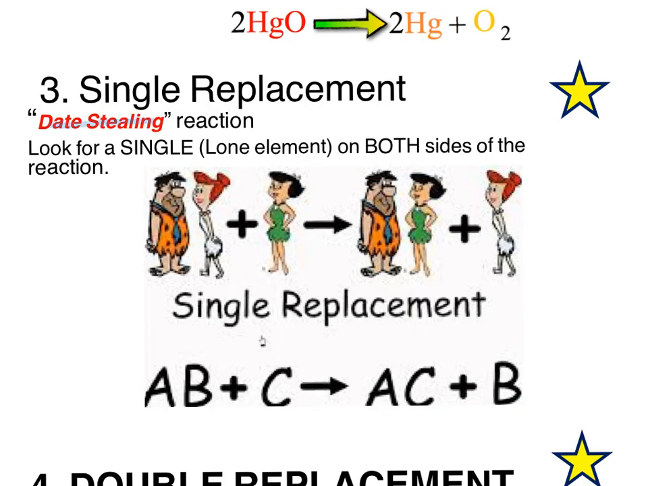Single replacement is my date-stealing reaction. This is where I'm going to have a single or lone element on both sides. Notice here that I'm starting with Fred and Wilma, and I have Betty on her own. But once I move past my arrow, Betty and Wilma switch sides, and so now Wilma is on her own. So you're going to see a lone element when you're working with single replacement. Like when you break up with your girlfriend, you're all alone.